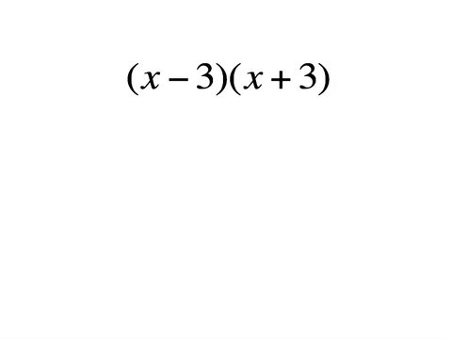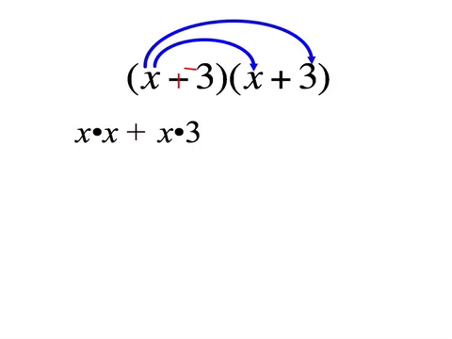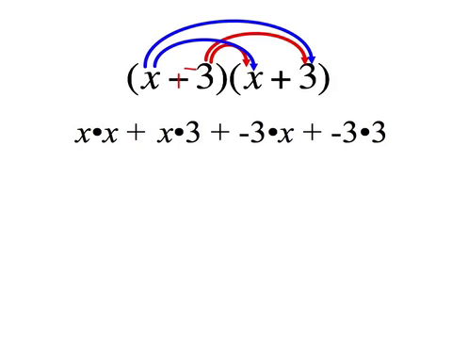Here's an interesting type of problem. We have a binomial x minus 3 times another binomial x plus 3. The rules don't change, other than we might want to change the minus 3 to plus negative 3 to avoid making a sign error. So that's what we do. And then we have x times x, times 3, negative 3 times x, negative 3 times 3. We simplify our terms. We get x squared plus 3x plus negative 3x plus negative 9.